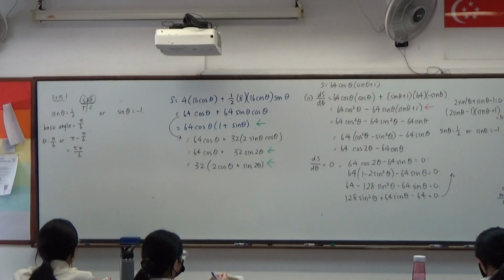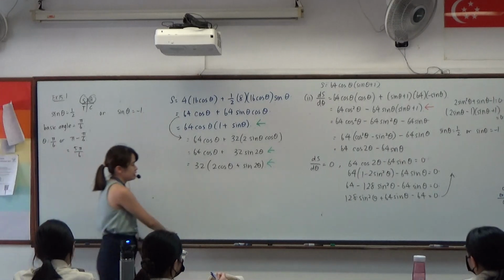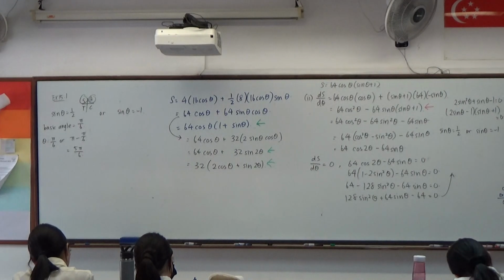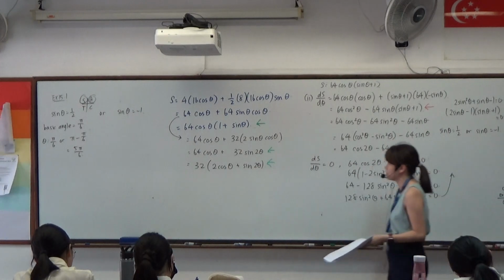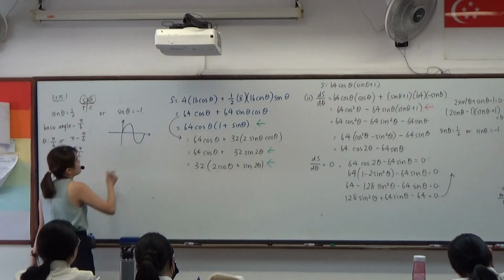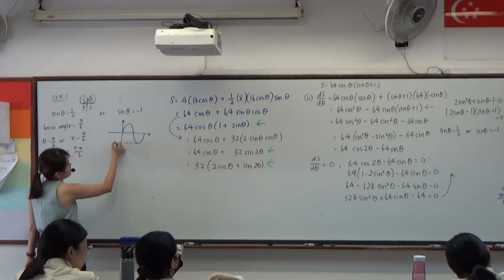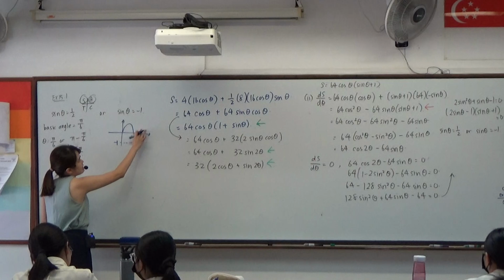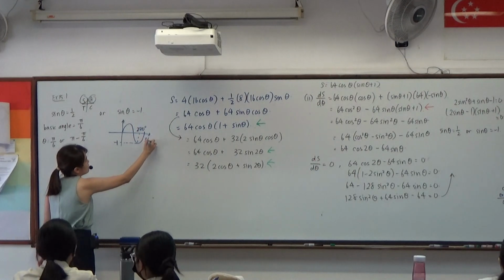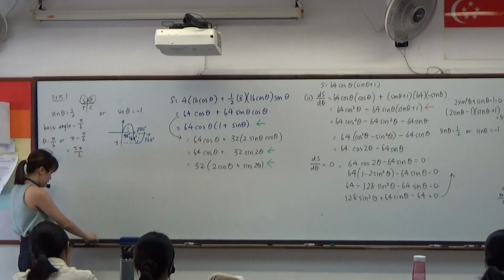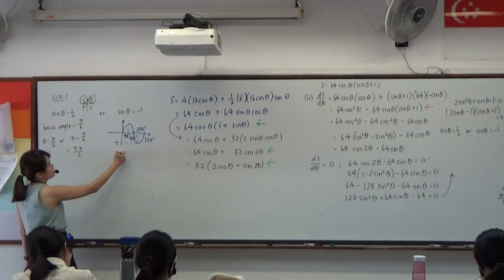But as for sine theta equals negative 1, if you press your calculator, sine inverse of 1, you get 90 degrees, that's pi over 2. But I want us to realize from our graph of sine, negative 1 is here. This is the angle that we're referring to, and this is 270 degrees, which is your 3 pi over 2.